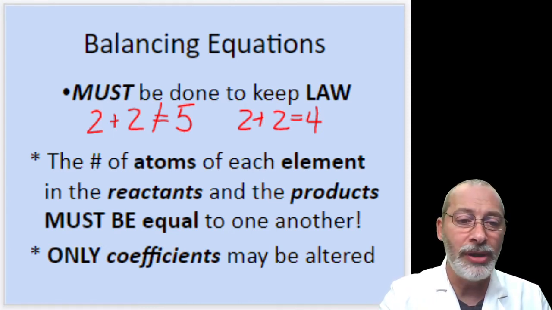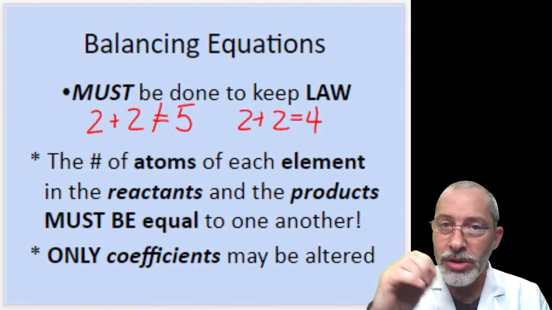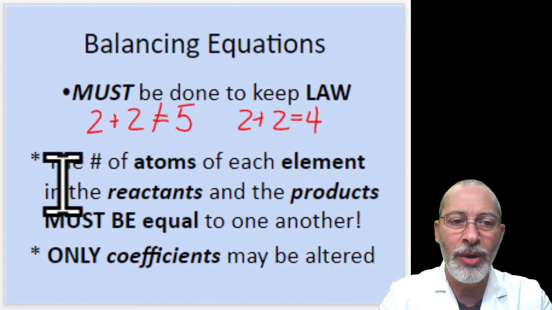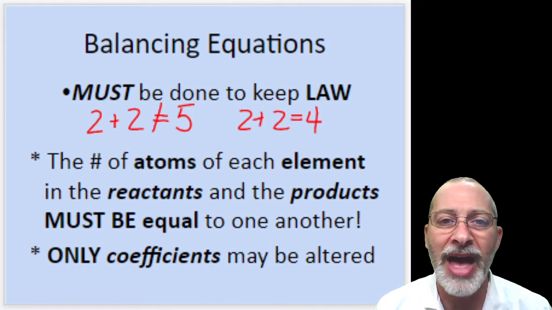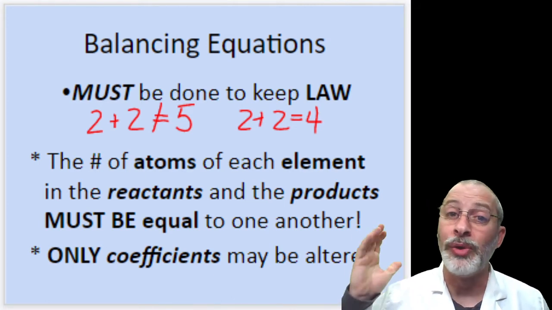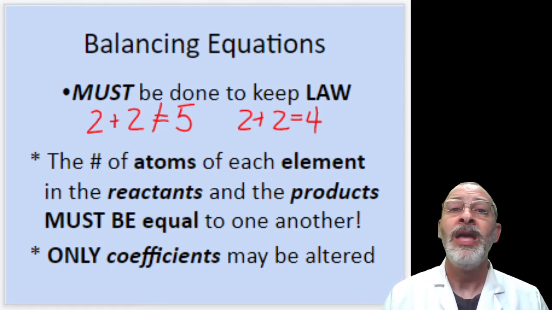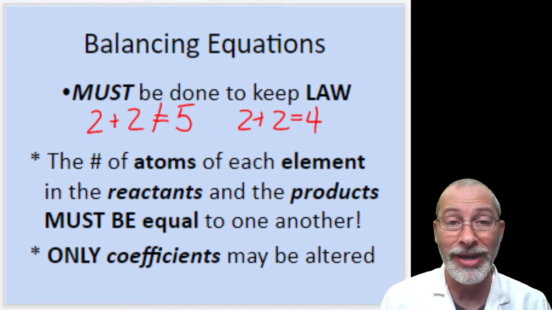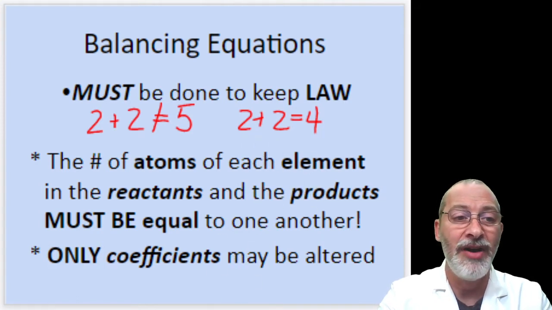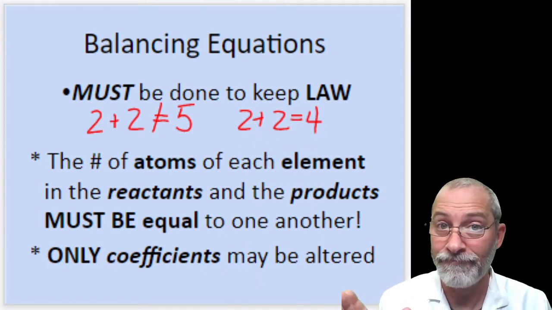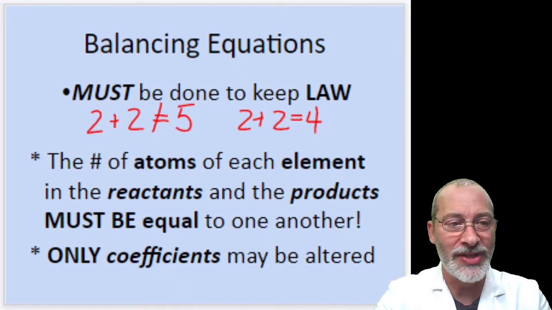Now, the second point here, that only coefficients may be altered, we'll get to that. But right now, the main point I want you to get out of this is that you must have the same number of atoms of each element in the reactants that you have in the products. Think of a chemical equation as a mathematical equation. You've got to have the same value on the left as you have on the right. So far, so good? If you get that concept, let's go on to the next slide.